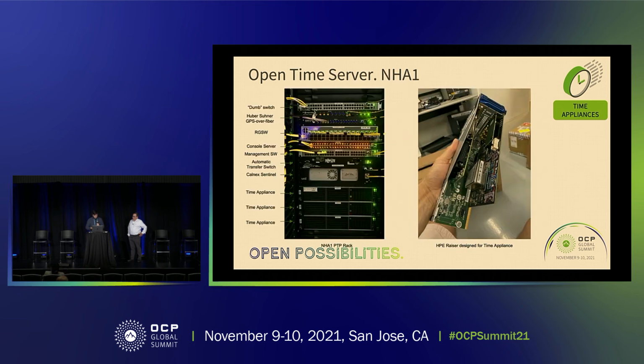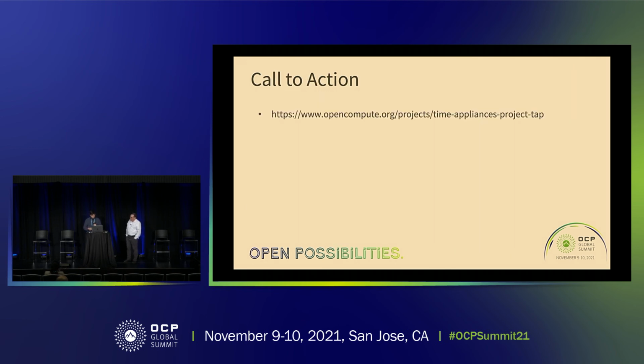And this is just a picture of the open time server, where you have a combination of 4 grandmasters, and then they come in via the first transparent clock that puts them all together. We call it RGSW, and then from there you enter the network. So transparent clocks right from the beginning.